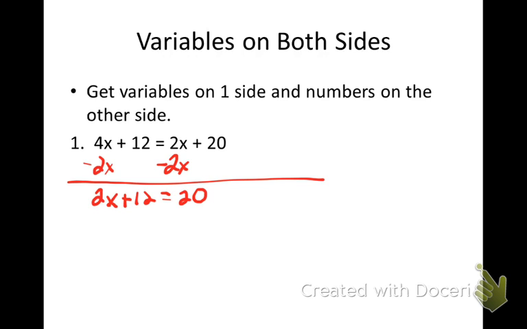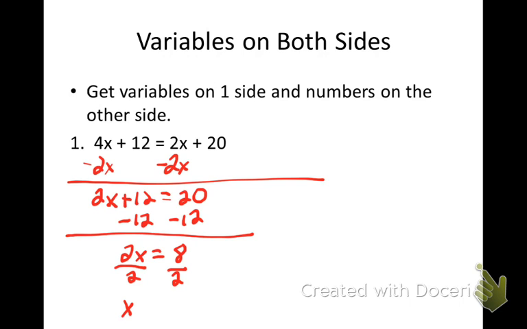So I brought my variables to the left, so I want my numbers to go to the right, so I'm going to subtract 12. So now it is basically what we have been doing after I got my variables together. Get 2x equal 8, and then the opposite of multiply by 2 would be divide by 2 to get x equal 4. So just do one step at a time as you go through these.